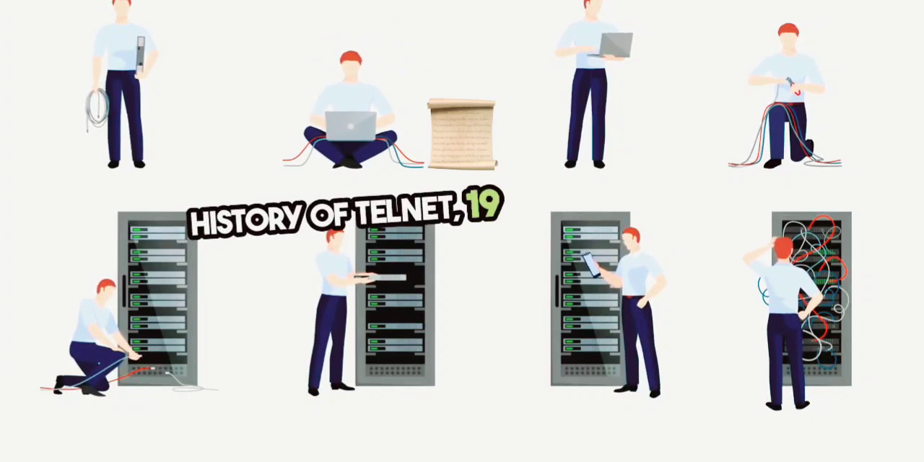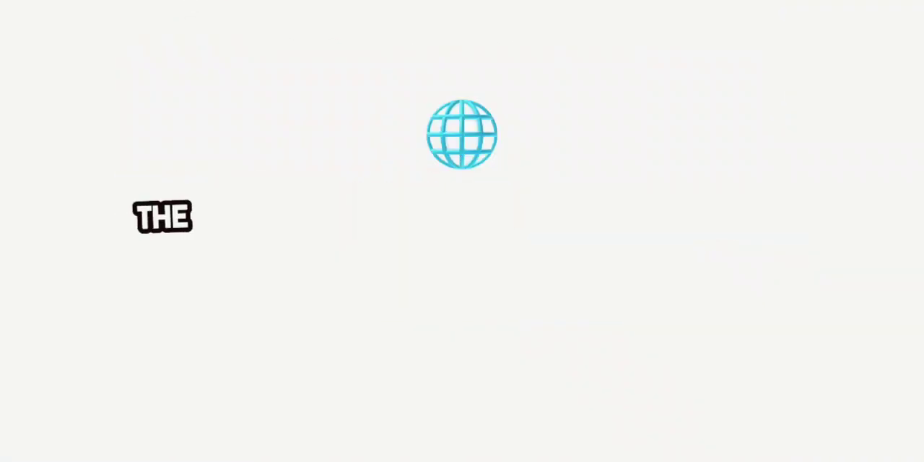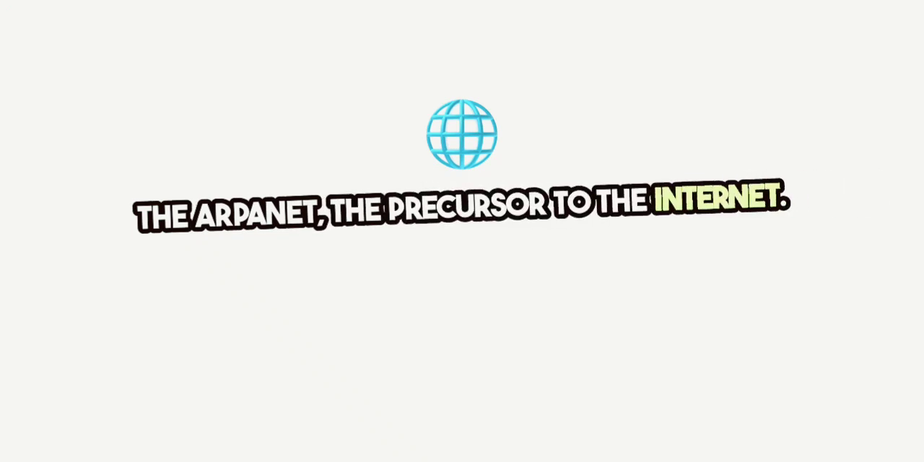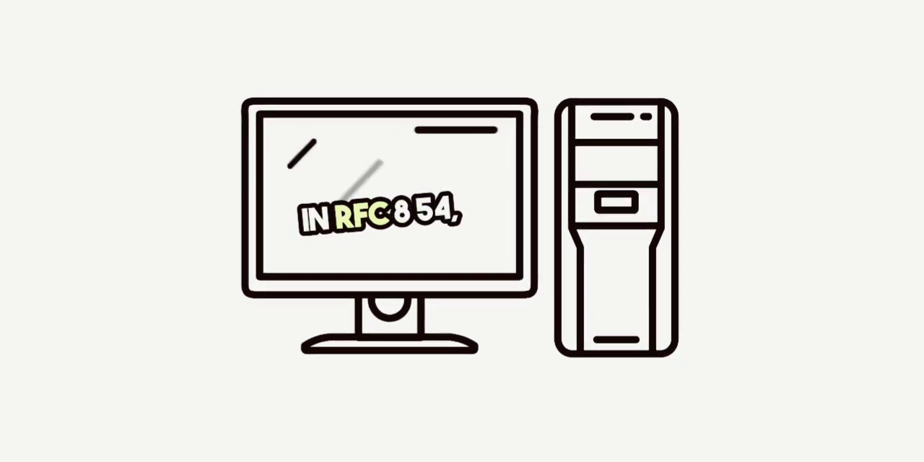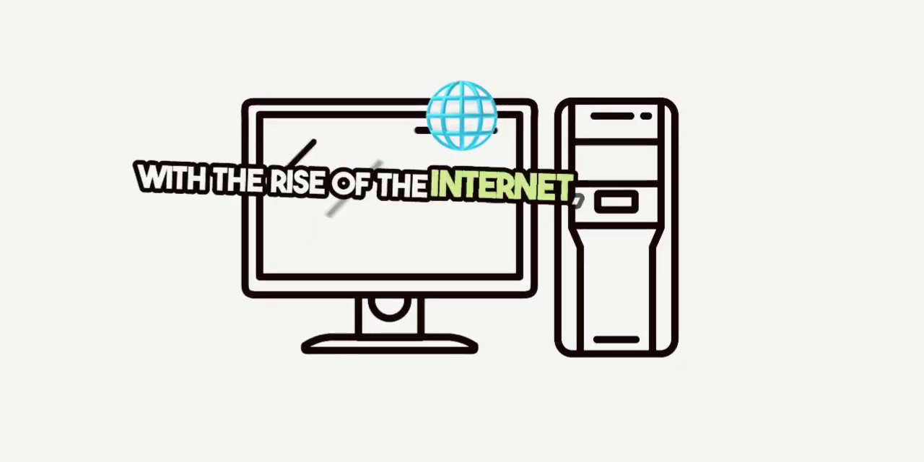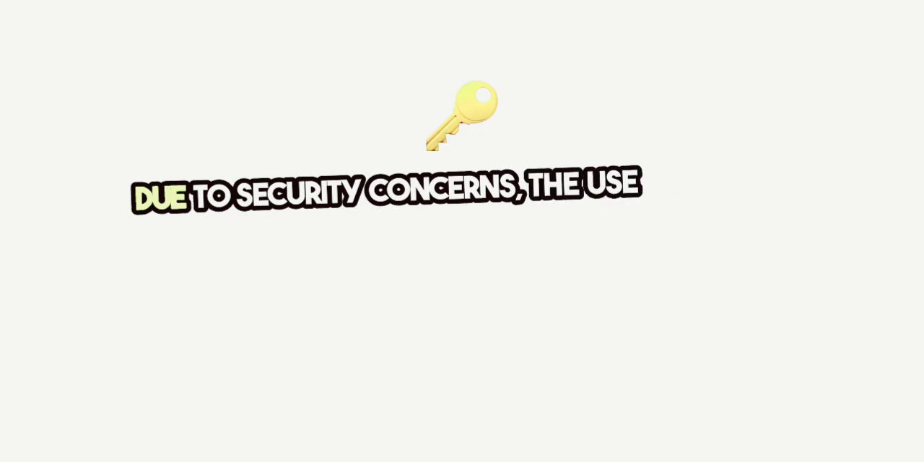History of Telnet. 1969, the concept of Telnet originated with the development of the ARPANET, the precursor to the Internet. 1972, the first Telnet protocol was standardized as RFC 158. 1983, the modern version of Telnet was defined in RFC 854. 1990s, with the rise of the Internet, Telnet became widely used for remote access and management of network devices. 2000s, due to security concerns, the use of Telnet declined in favor of more secure protocols like SSH.